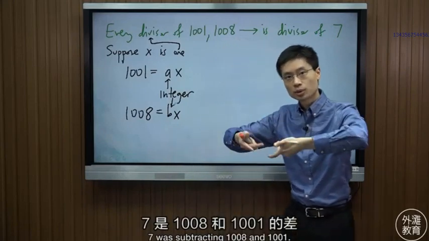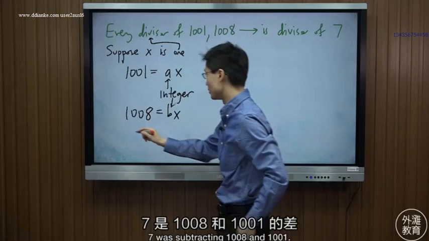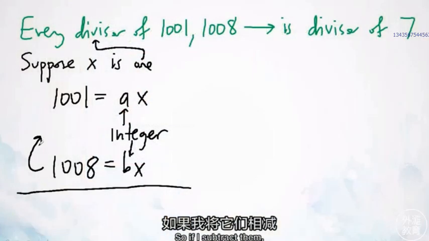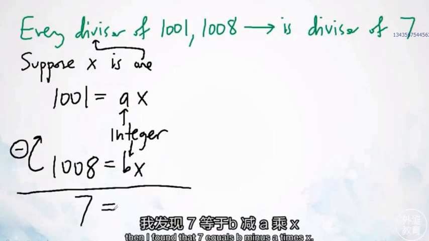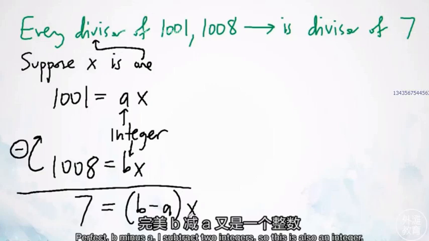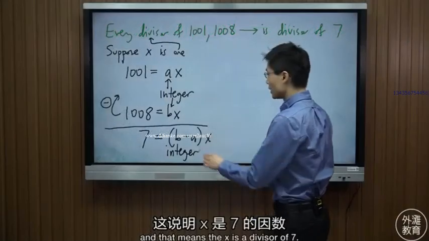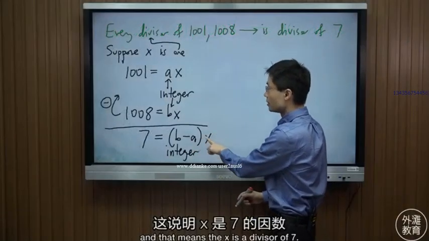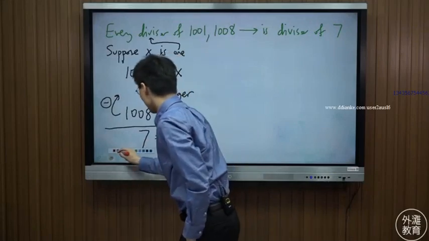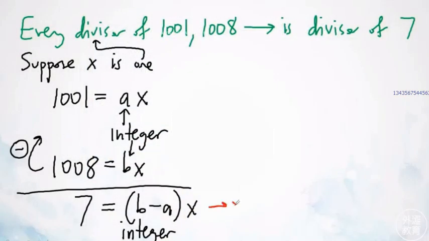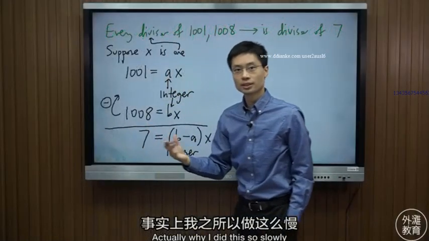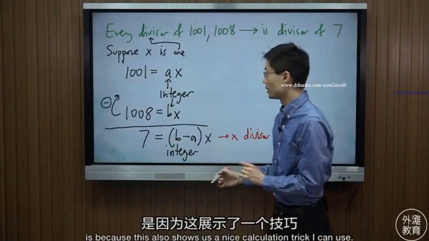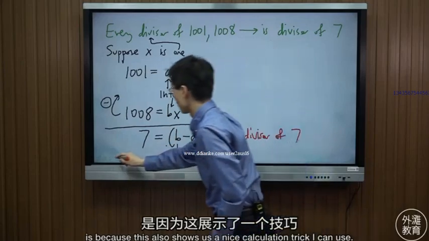If these are both true, what you'll see is that, where did the 7 come from anyway? 7 was subtracting 1008 minus 1001. So if I subtract them, then I find that 7 equals (b minus a) times x. Perfect. b minus a, I subtracted two integers. So this is also an integer. And that means that x is a divisor of 7. Actually, why I did this so slowly is because this also shows us a nice calculation trick I can use.